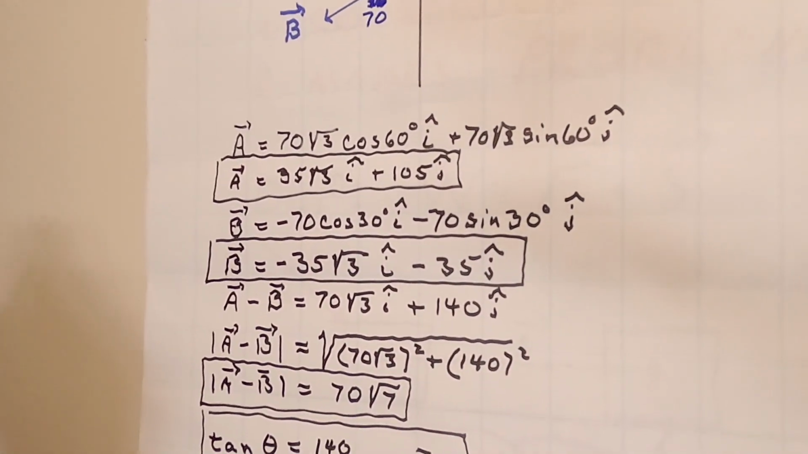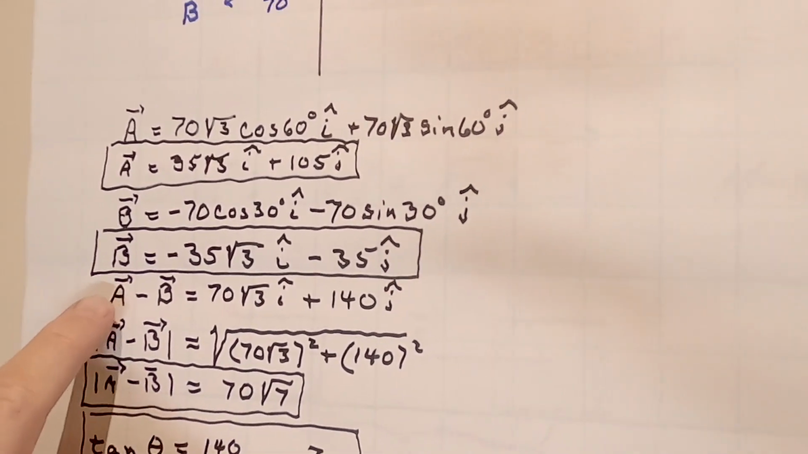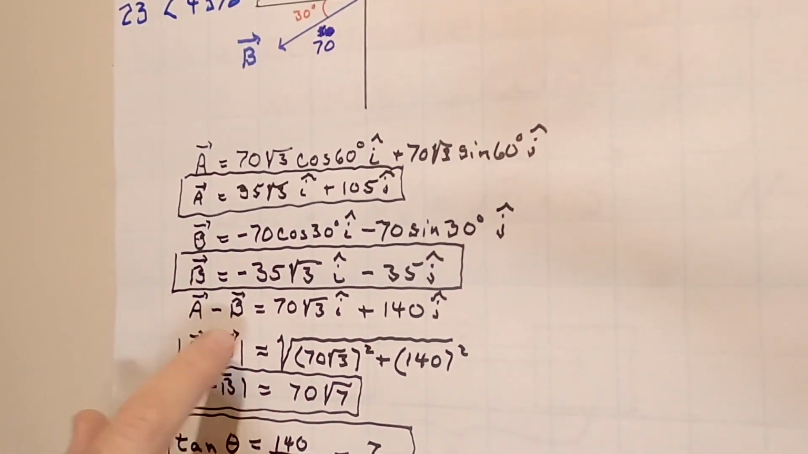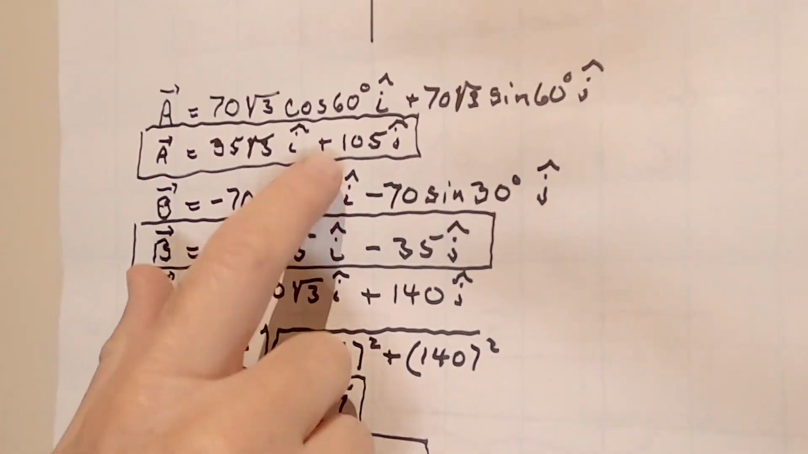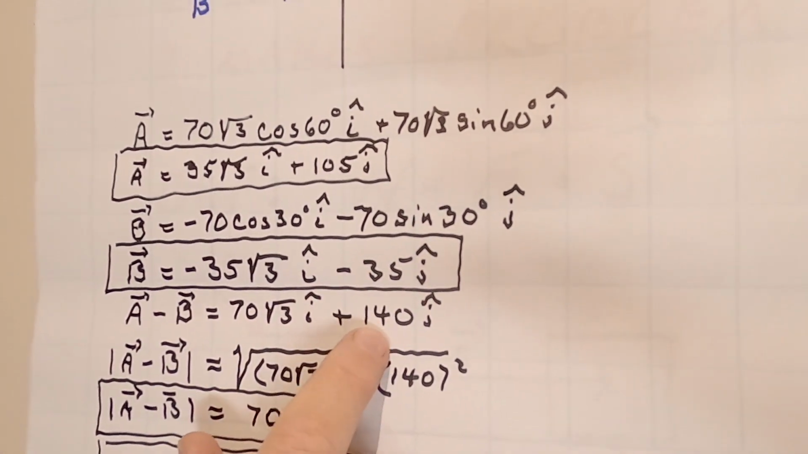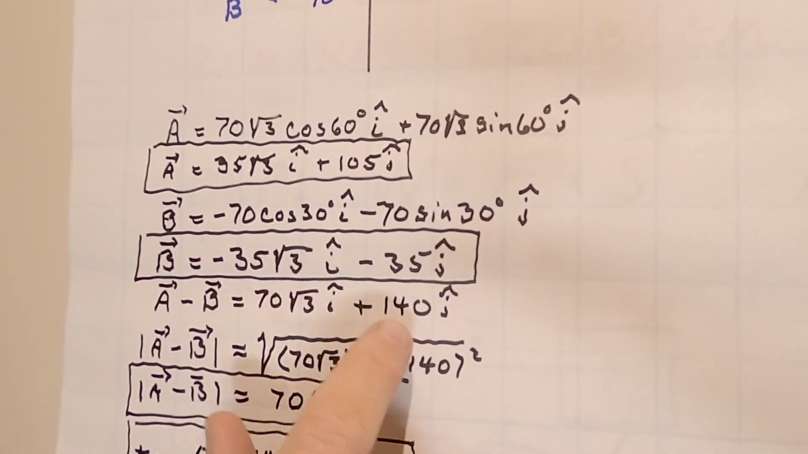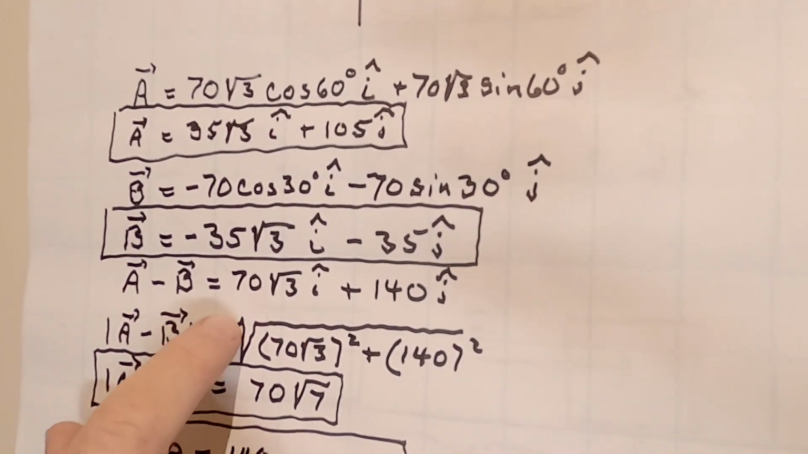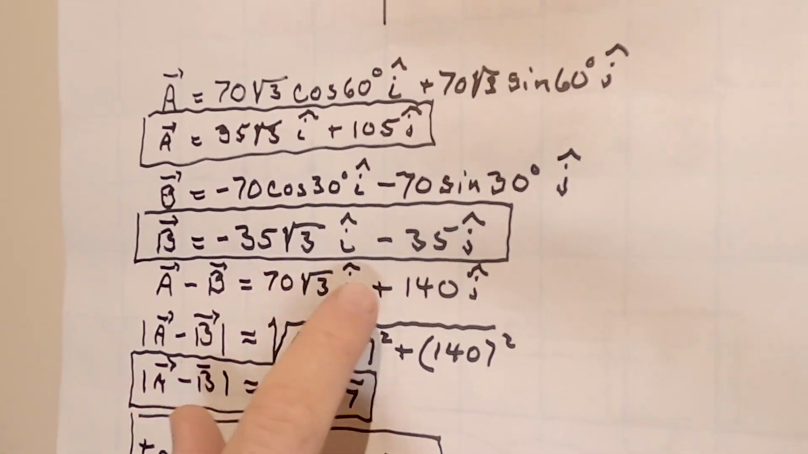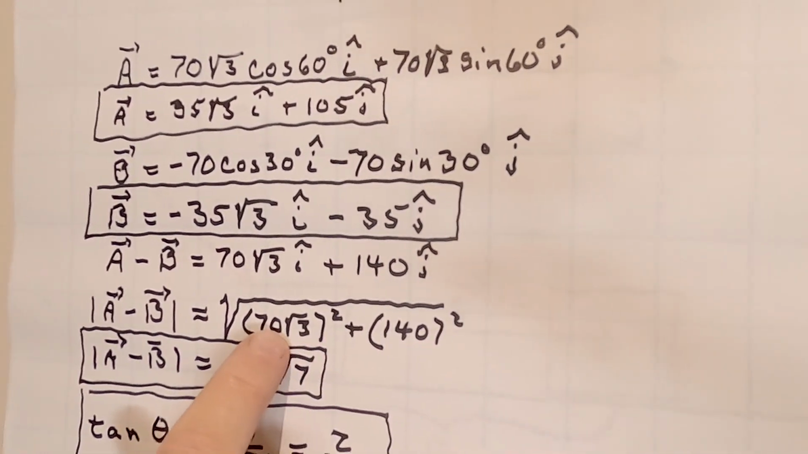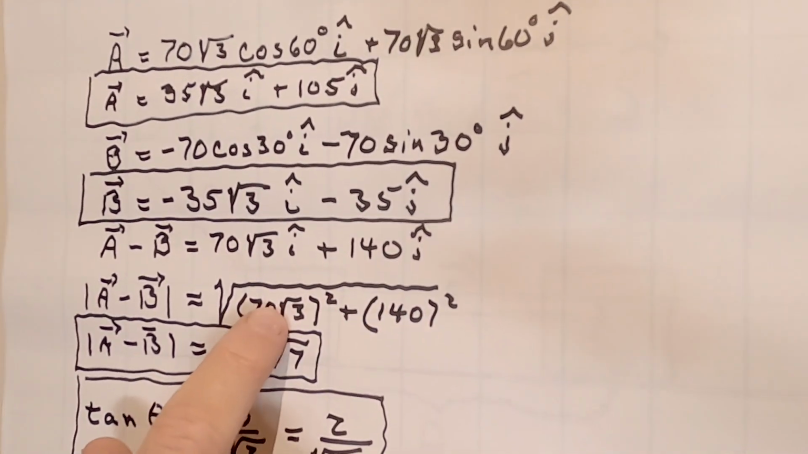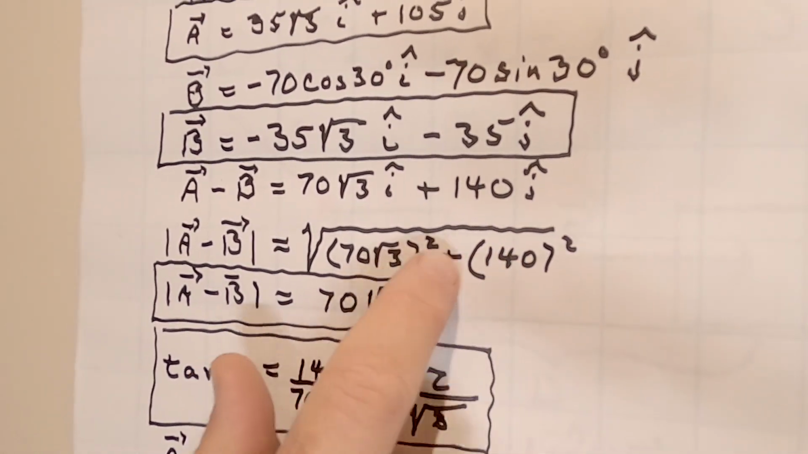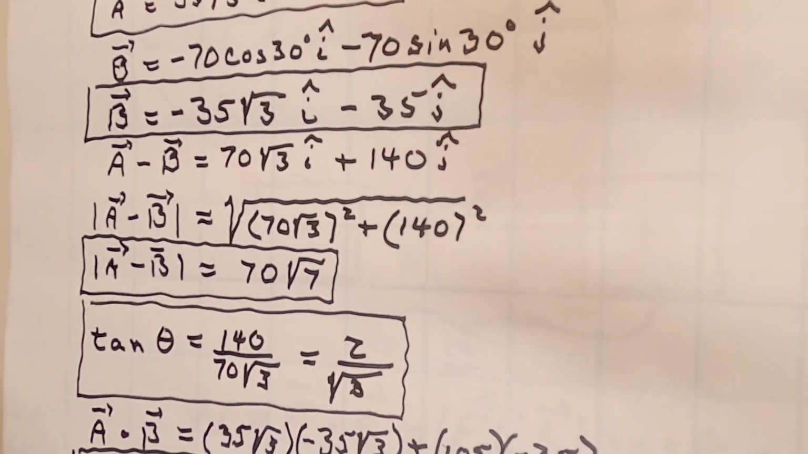On this one, I asked, what was the magnitude of A minus B? So I first need to find A minus B. I just subtract these two. This minus that would double it because you're subtracting a negative. Sorry, 105 minus a minus 35 would be 140. And so the magnitude would be the square root of the first term squared plus the second term squared. If I pulled a 70 out of both, you'd be left with 3 there, and that would be 2 squared, which is 4. 3 and 4 is 7. So it's 70 square root of 7.